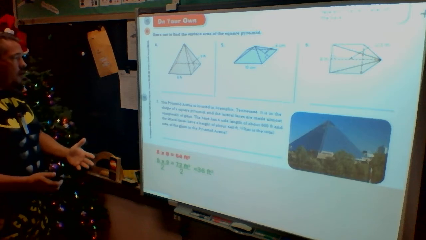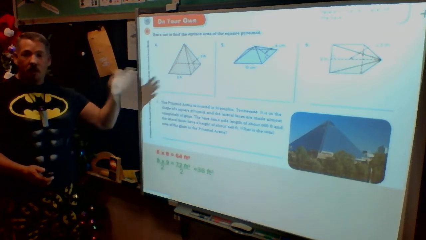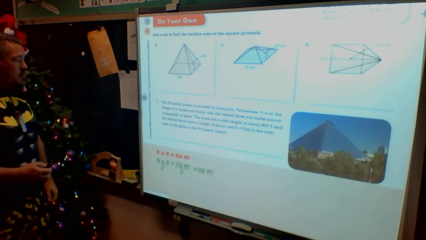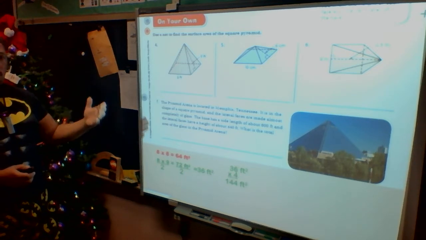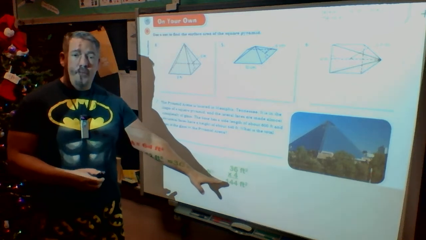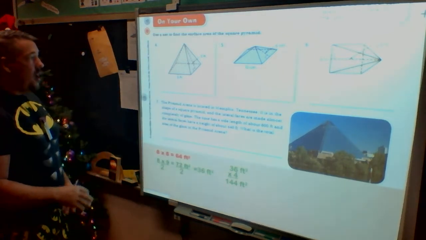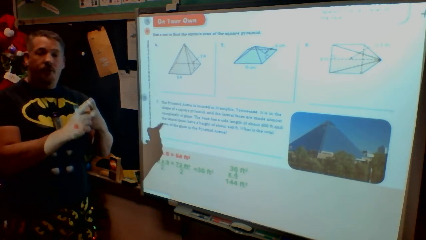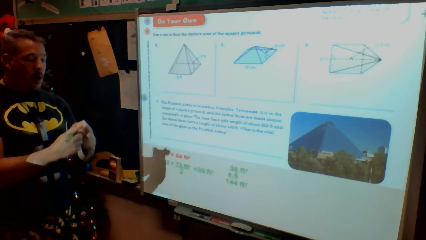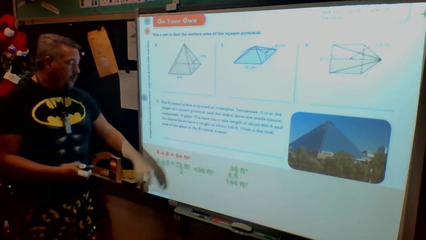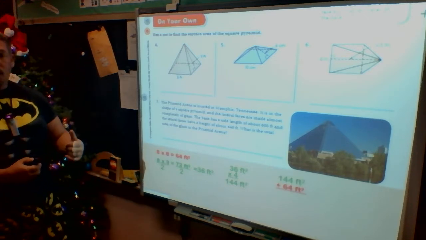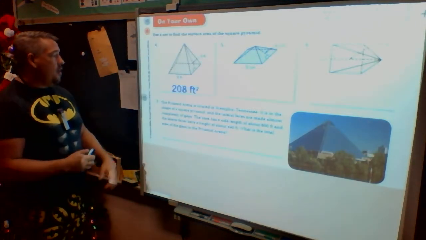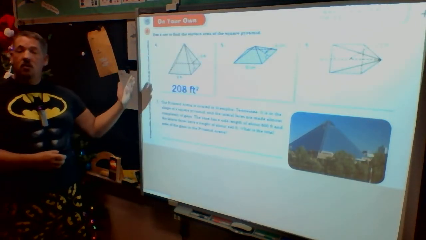How many triangles are there? Well, it's a square-based pyramid. Square has 4 sides, so I know there are 4 triangles that make up my lateral side. So 36 times 4 is 144 square feet. So now to find the surface area, which is all 5 sides, I take my 144 square feet for my lateral side and my base of 64 square feet, and I simply add those together. When I stack them and add them together, then I know I'm going to get 208 square feet.